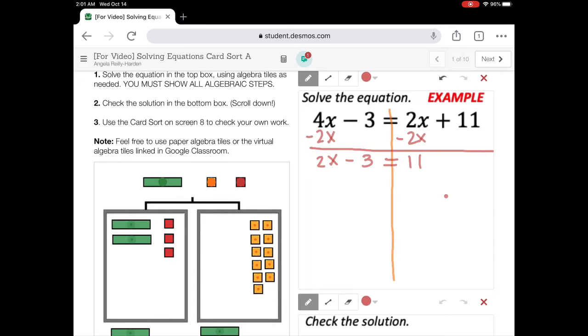Okay, so right now I have 2x and I have a negative 3 tiles with the 2x. I want to be able to make that negative 3 0. So in order to make negative 3 0, I need to put 3 positives on that side, because negative 3 plus positive 3 is 0. But to keep my equation balanced, I have to do the exact same thing on the right hand side. So I'm also going to put 3 positives on the right hand side. This step looks like plus 3 right under the minus 3 and plus 3 right under the 11.